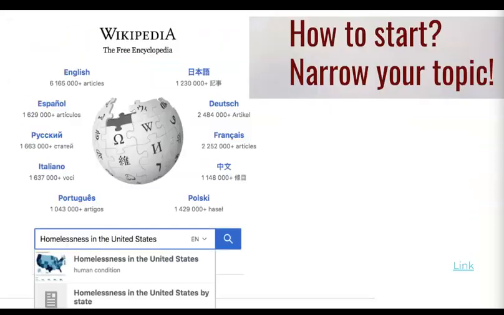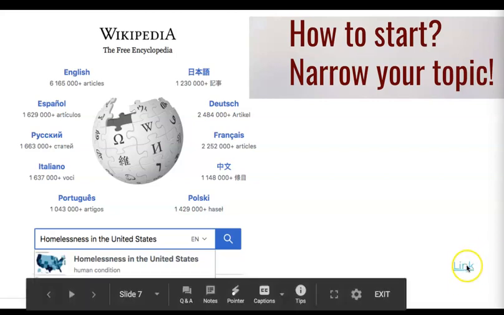But maybe you don't know how you want to narrow your topic yet, or you're still kind of deciding. Wikipedia can be a great jumping off point to help orient you to the larger topic and also to help you recognize subtopics. So if I was writing about homelessness in the United States, I might just type that into Wikipedia. And here's what I would find.